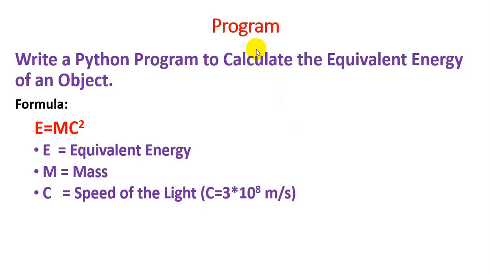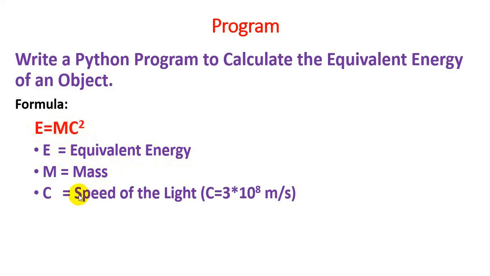Hello friends, we are going to write a Python program to calculate the equivalent energy of an object by obtaining mass as an input. The formula to calculate equivalent energy is E equal to mc square. E stands for equivalent energy. M is the mass which is obtained as an input from the user.